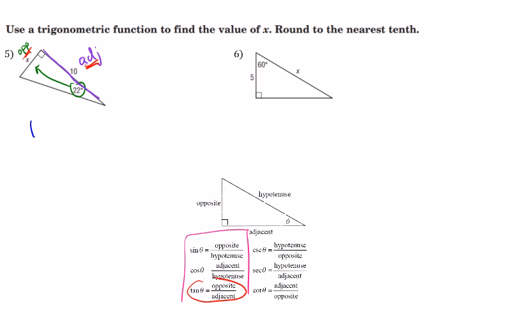So what I'm going to do is set up tangent. I'm going to say tangent of 22 degrees, so that's the reference angle, right, equals opposite, which is x, over adjacent, which is 10.